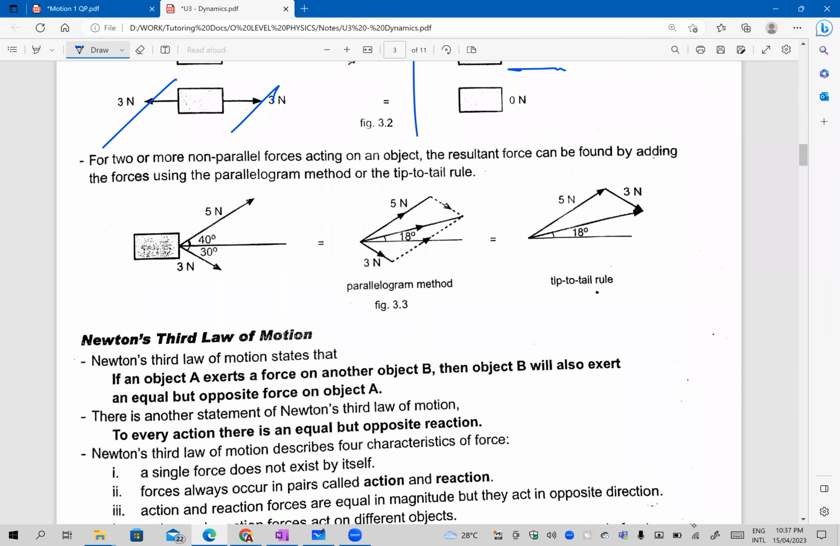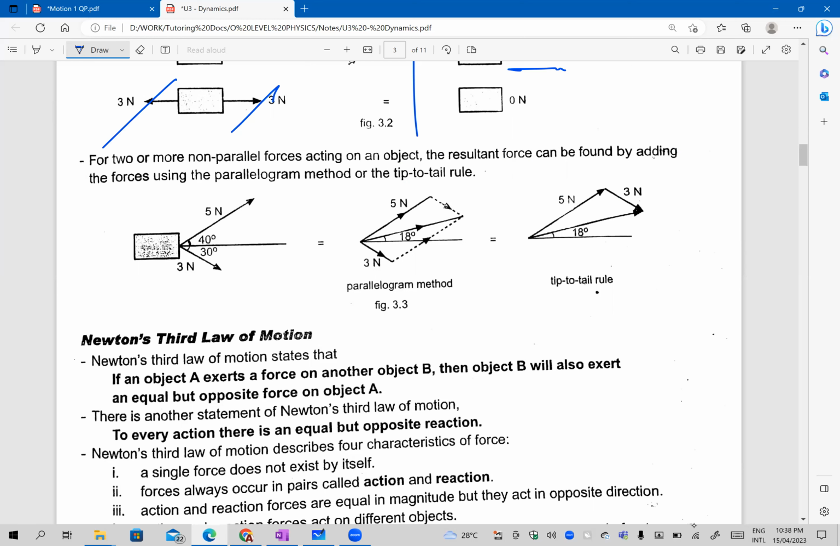Now, there are some ways of finding these resultants or drawing these vectors on paper, right? One of the ways is the parallelogram method, and the other one is the head to tail rule. So remember, the parallelogram method is not recommended because it requires a lot of geometrical instruments to actually draw. I would suggest go for the head to tail rule if, let's say, it's required in the paper.